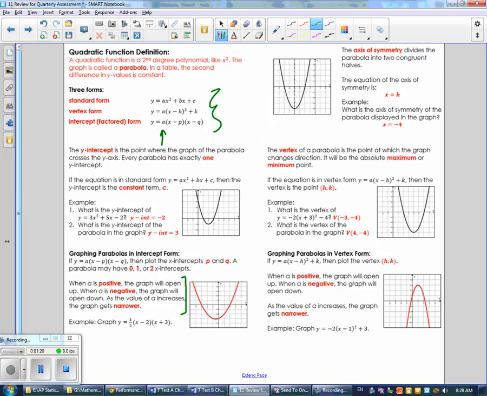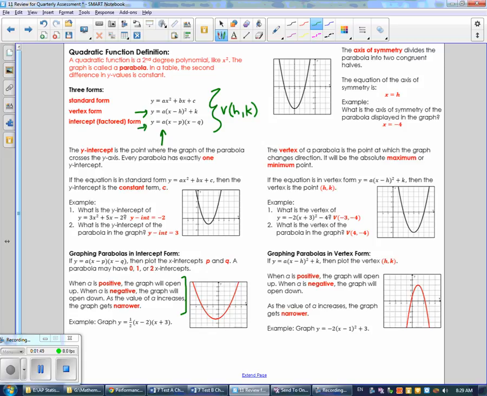Vertex form is a very convenient form of the equation because we can easily identify the vertex. And in this case, the vertex would be the coordinates h and k. And remember that when you have those parentheses, x minus h, that's a reminder that we're taking the opposite of the h value when we're stating our vertex. Once you know the vertex and know the direction that the graph is opening, it makes it very easy to graph.